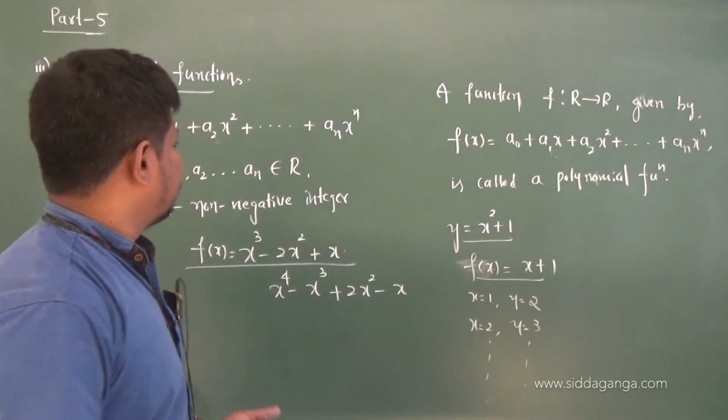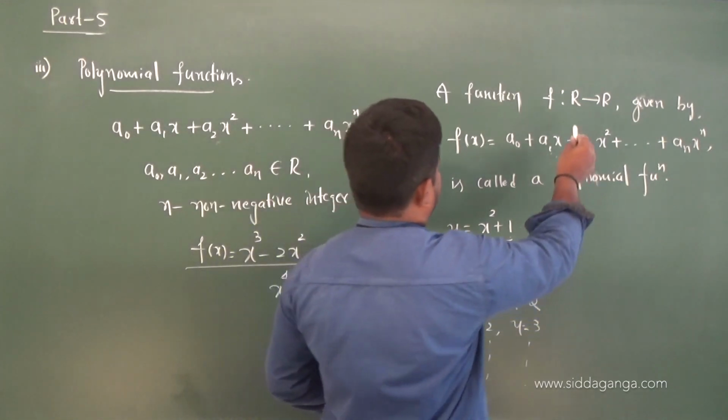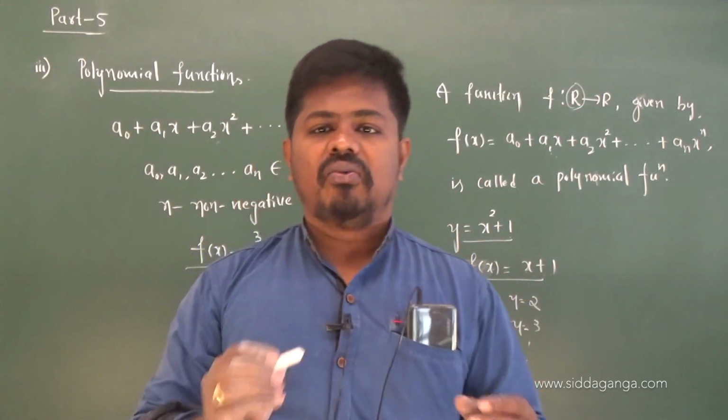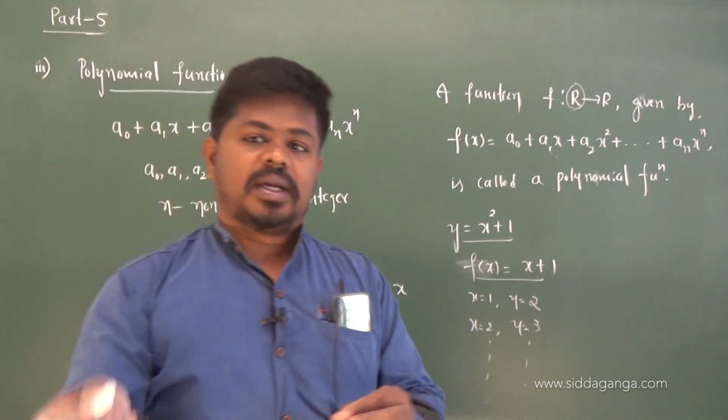So of course domain is the set of all real numbers. First set, x can be replaced by any of the real numbers. y depends upon the given polynomial.